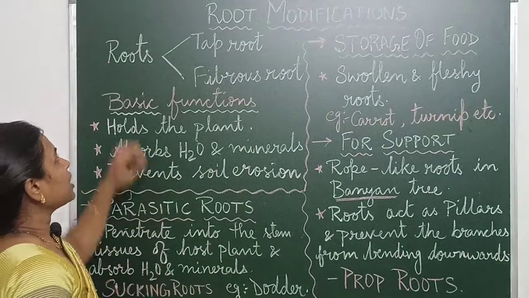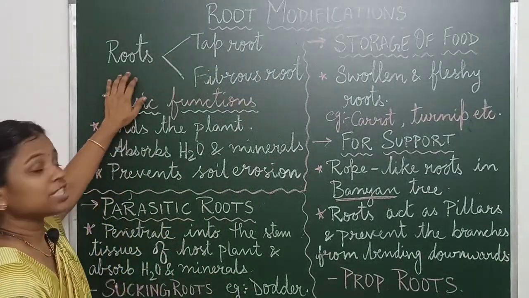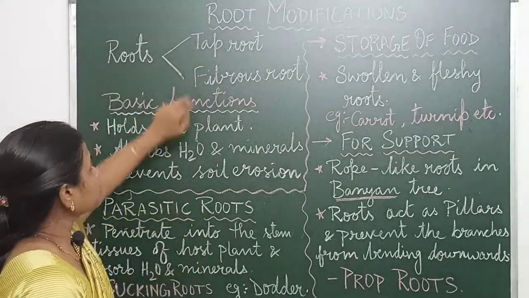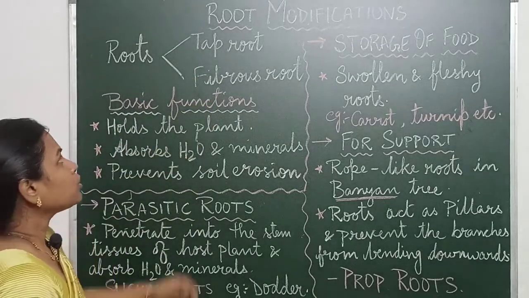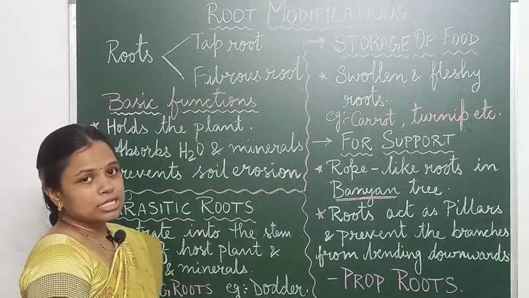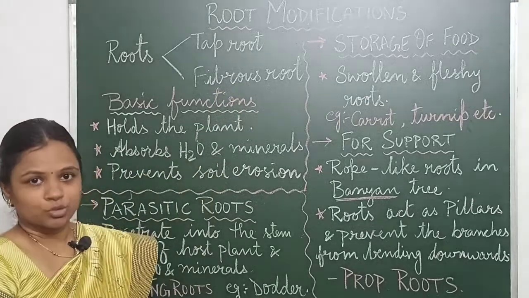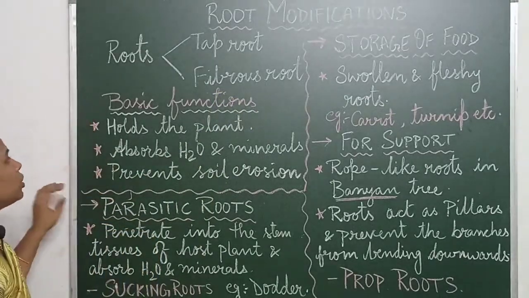In the last class, we have seen the different parts of the plant and also in detail the different types of roots. There are two types of root systems, that is the taproot system and the fibrous root system. Most of the plants that we see around us have the taproot system, and the grass plants have this fibrous root system. We also have learned some of the basic functions of the roots.